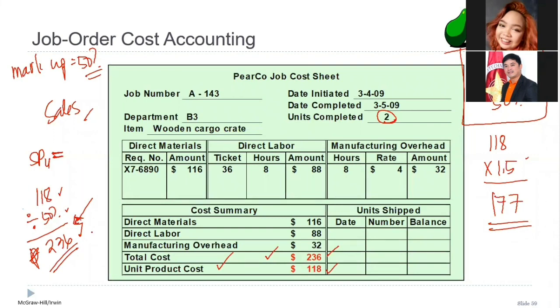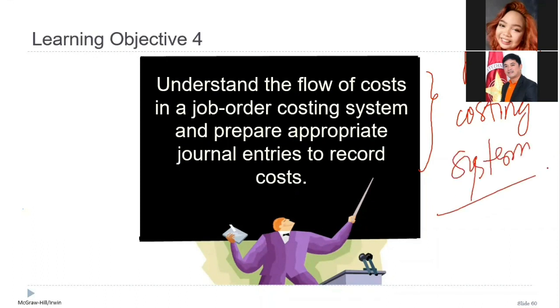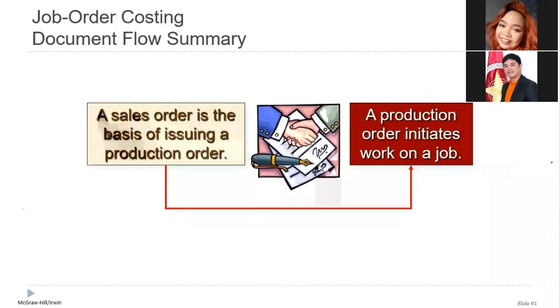Okay, so this time, understand the flow of cost, the job order costing system, and appropriate journal entries to record costs. Actually, ginawa na natin to kanina. Pero this time, naka-normal costing system kasi tayo. And you will see na halos parehas pala lahat ng entries at makikita nyo rin saan lang tayo nagkaiba. Okay, so I'll proceed. So document flow summary.